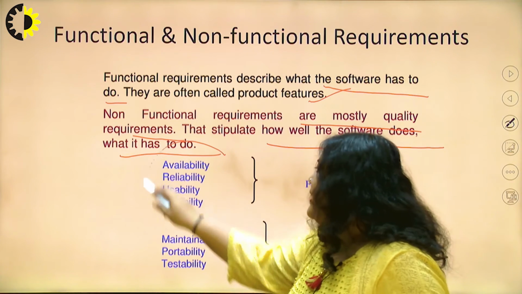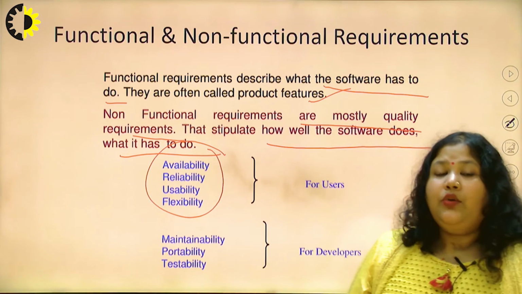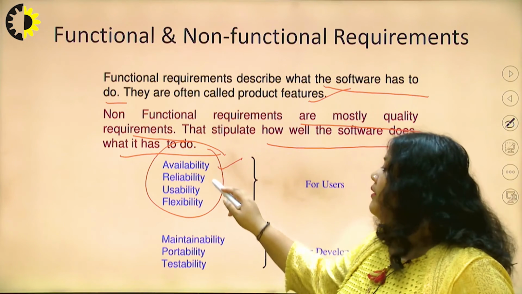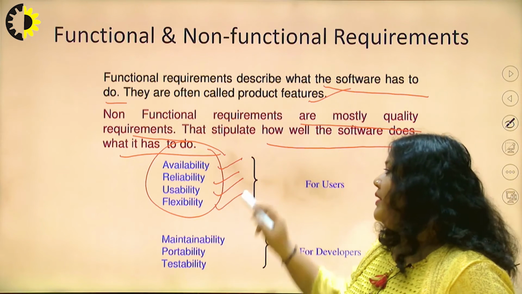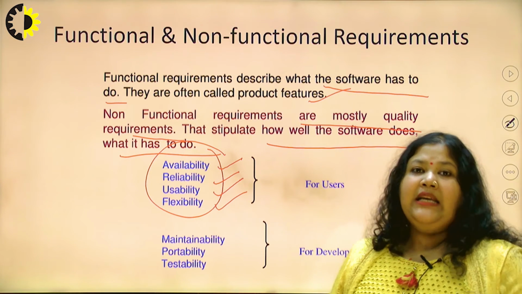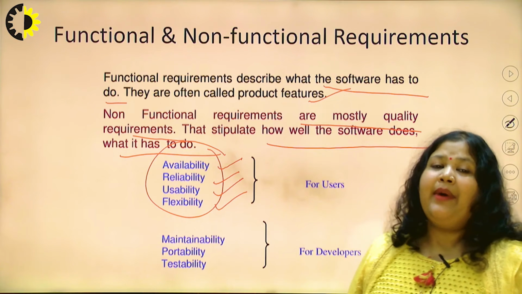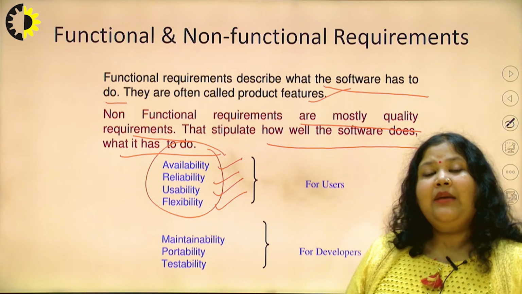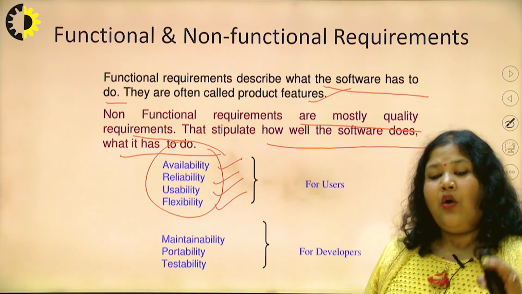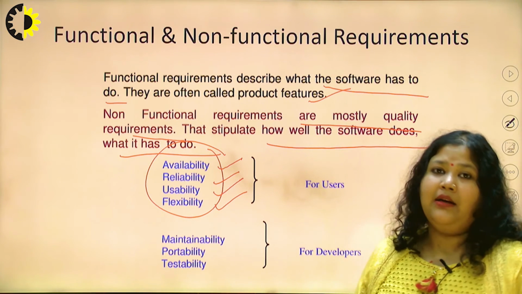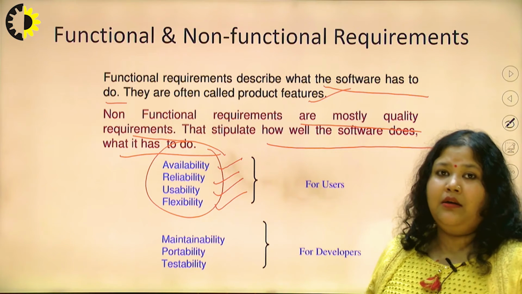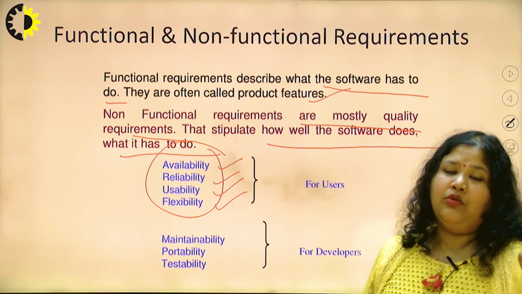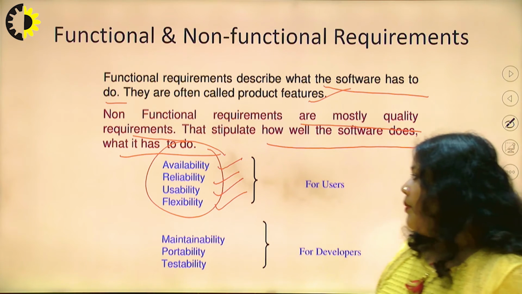So the basic non-functional requirements for the user side are availability, reliability, usability, and flexibility. Availability means each and every document required by the user is available. Reliability means we have to rely on that document defined by the developer or the user, maybe an SRS. So users can always rely on that particular project.